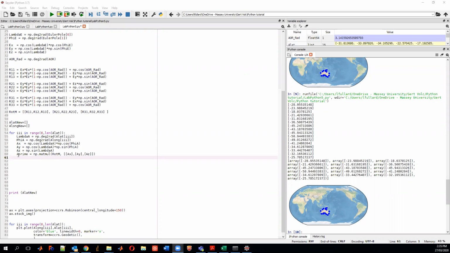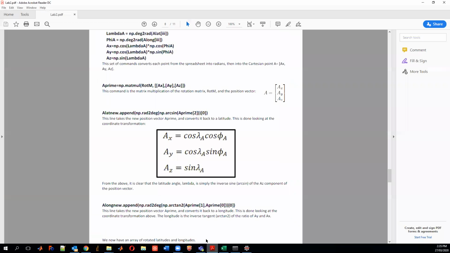So we've now calculated our A prime value. A prime is in the Cartesian coordinate system. What we need now is to take these A prime x, A prime y, and A prime z and convert them into latitudes and longitudes. To do that, we have to go back to the definition of the Cartesian coordinate system. We have AX, AY, and AZ equal to the cosine and the sine of these two angles, the latitude and the longitude.